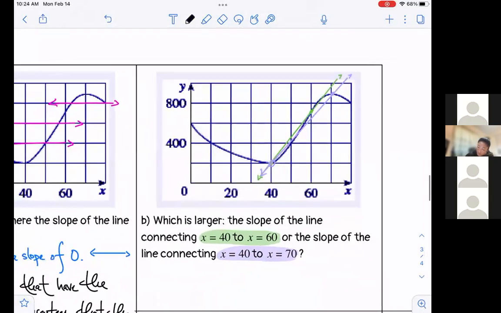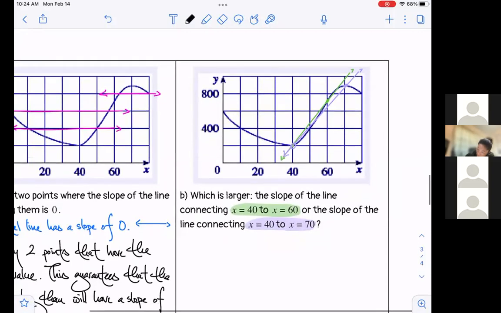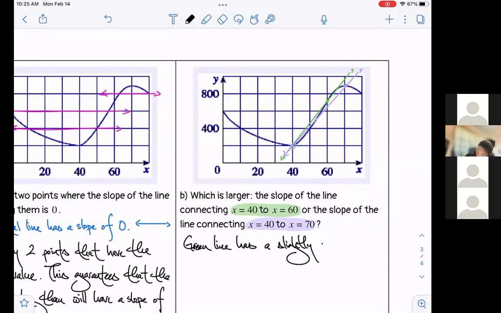All right, so if we go back in and we answer the question, we can say that the green line has a slightly steeper slope.